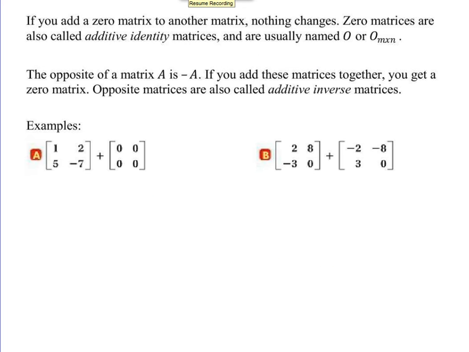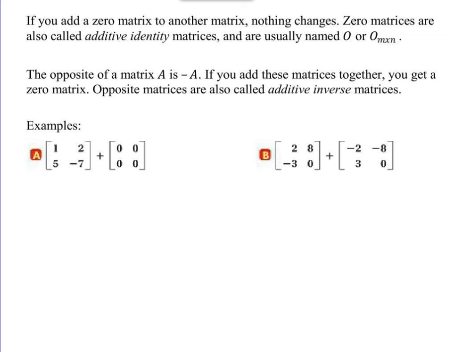A couple more ideas here. If you add a zero matrix, we know what a zero matrix is. What is a zero matrix? Everything's zero. Every element is 0. To another matrix, nothing changes. But again, they still have to have the same dimensions before you can do that.